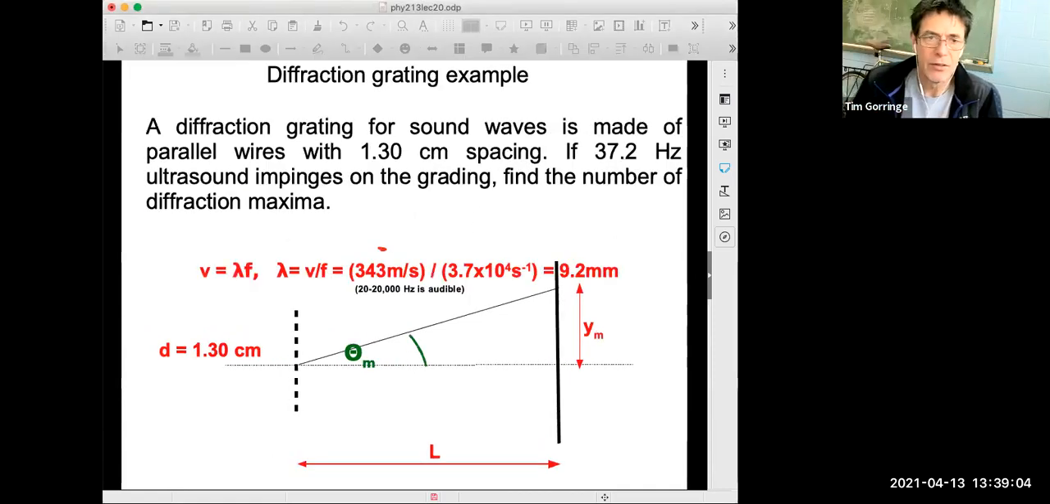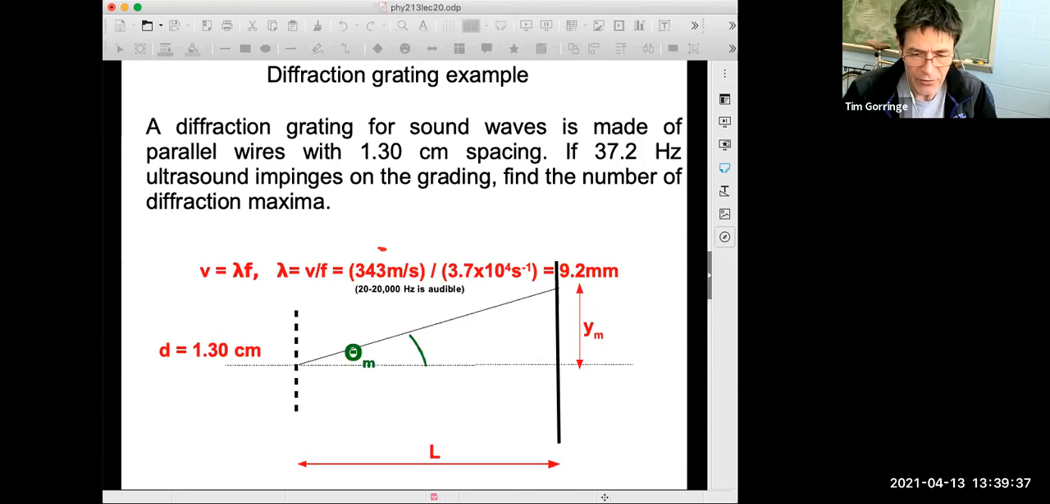Second example, we do one more example. And this is an example not of a diffraction grating for, say, visible light, but it's a diffraction grating for another type of wave, sound waves. And you can actually make a diffraction grating for sound waves. You could make one at home in your basement if you wanted to.